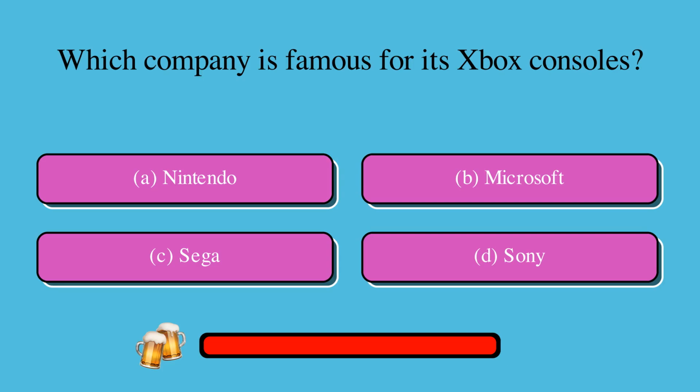Which company is famous for its Xbox consoles? Is it A, Nintendo, B, Microsoft, C, Sega, or D, Sony? The correct answer is B, Microsoft.